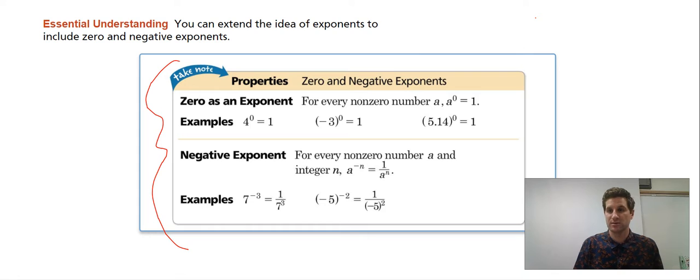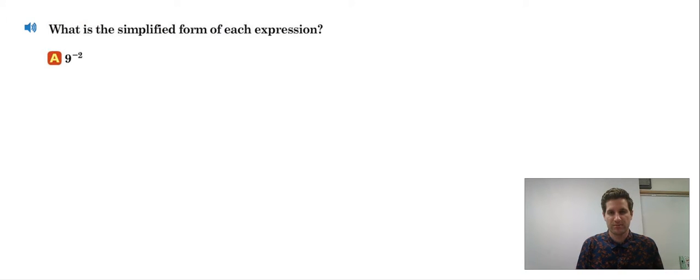Let's take a look at some examples. Okay, we'll do a couple examples here. First problem, 9 to the negative second power. We cannot leave it like this, so the first thing is we get rid of the negative, so that's 9 squared underneath a 1. And then 9 squared, we can use our calculators if we need, but it's just 9 times 9, which gives us 81. Alright, let's look at our next one.